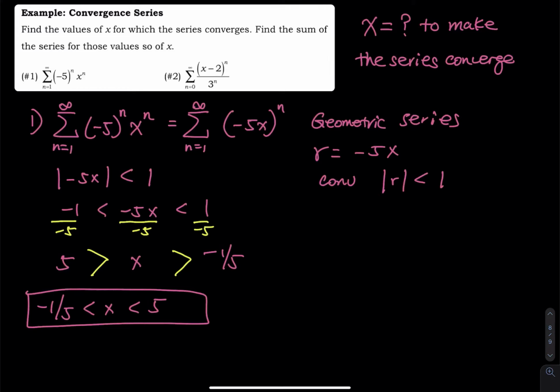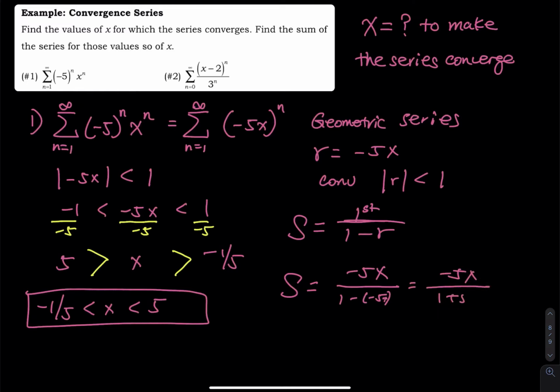And then what is the sum? Find the sum. The sum is equal to the first term divided by 1 minus the common ratio, right? The first term, when n is equal to 1, is negative 5x, divided by 1 minus the common ratio, which is minus negative 5x. So that is equal to negative 5x divided by 1 plus 5x. That will be the sum.